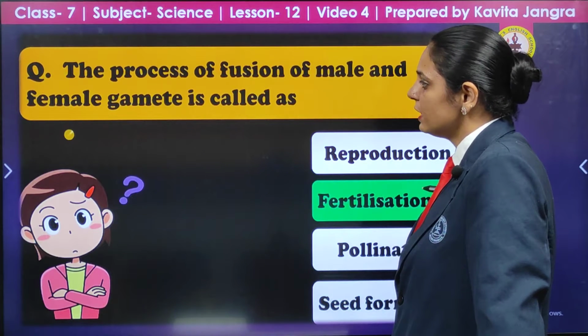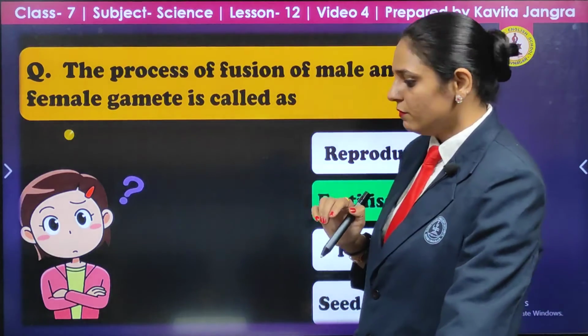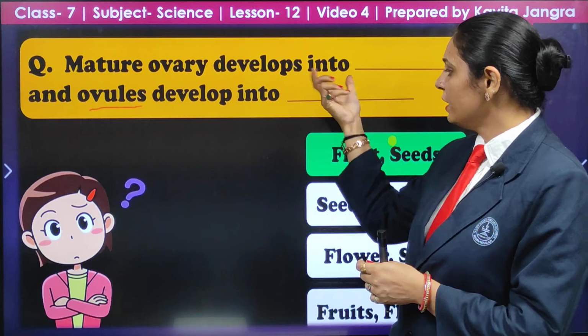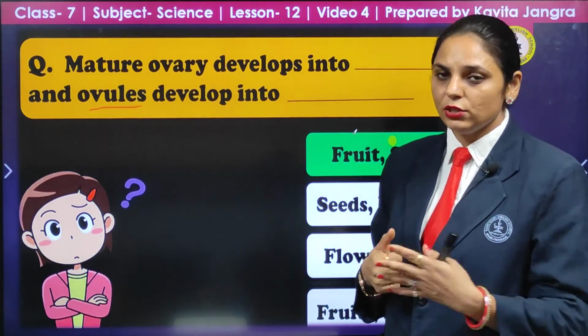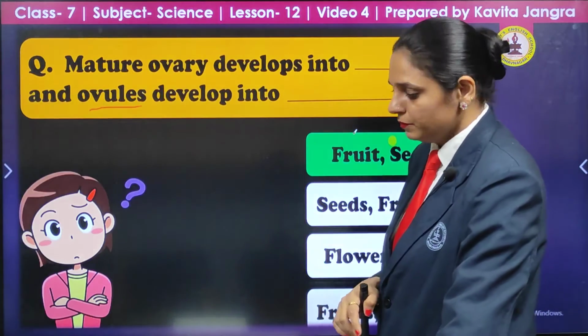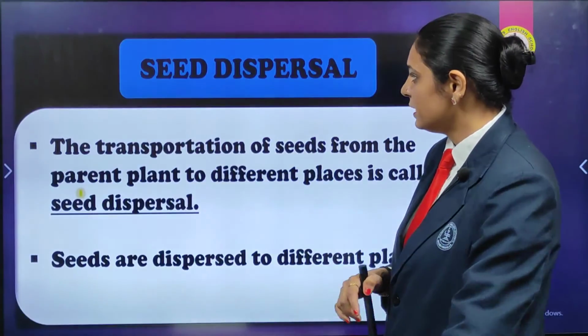This is known as fertilization. That is when the male part fuses with the female part. And the mature ovary will develop into the fruit and the ovule will develop into the seeds. So this is all about fertilization.